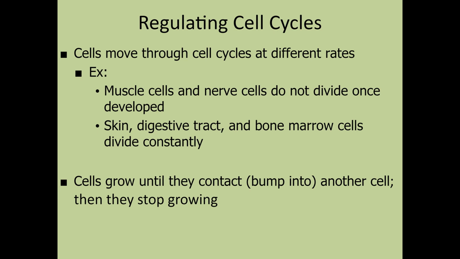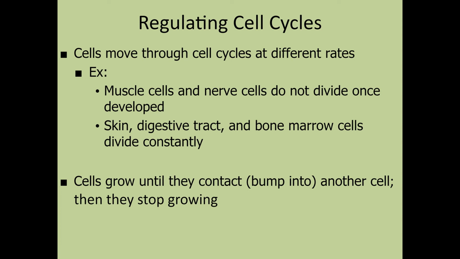So regulating cell cycles. Cells move through cell cycles at different rates. So even in human bodies, not all cells replicate or grow at the same rate. For example, muscle cells and nerve cells, or brain cells, do not divide once they're developed. Conversely, skin cells, cells in the digestive tract, and bone marrow cells do divide constantly, which is why the skin regenerates so quickly. Cells grow until they contact or bump into another cell, and then they stop growing.